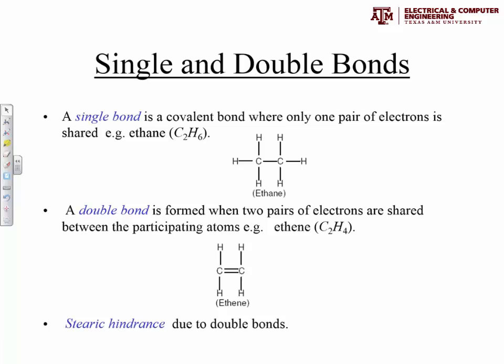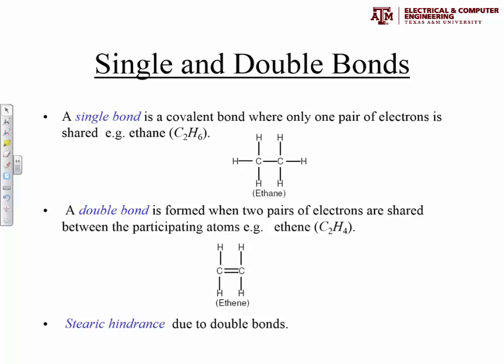You can have what are called single and double bonds. We talked about CH4, that was methane. Similarly, you can have C2H6, two C's and then H6. In fact, that's the general formula for a hydrocarbon: CnH2n+2, where n equals 1, 2, 3, 4, and so on.